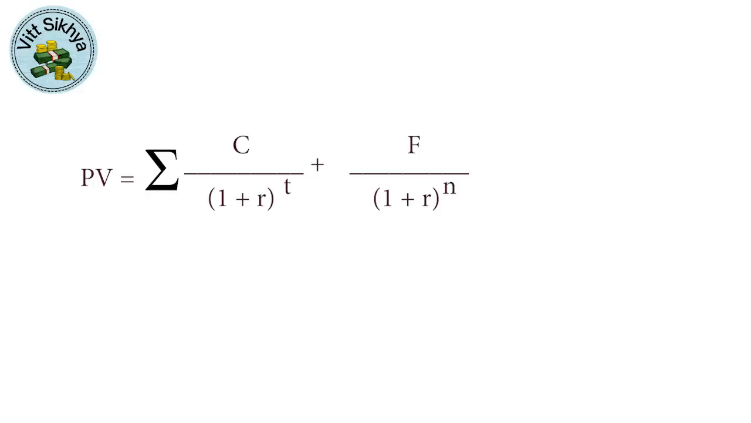To calculate the theoretical price or PV of a bond, we use the formula PV is equal to sigma C over (1 plus R) raised to the power T, plus F divided by (1 plus R) raised to the power N, where PV is the present value or theoretical value of a bond, C is the coupon payment, R is the yield to maturity or the market rate of return, T is the time period, F is the face value of the bond, and N is the total number of periods till maturity.